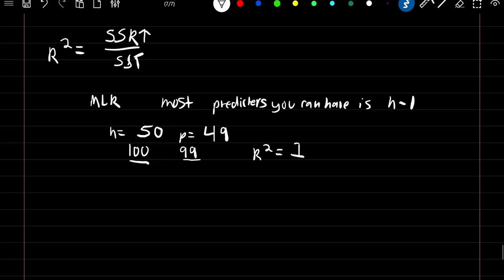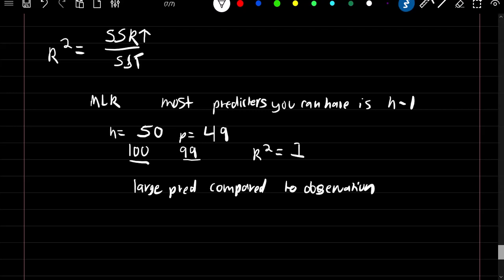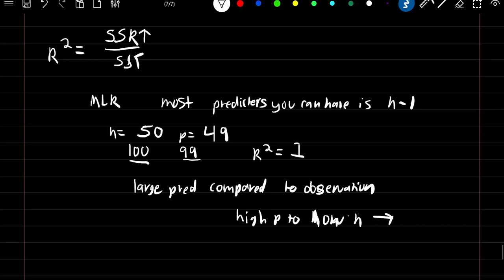So the other problem with R-squared is you can't have a large number of predictors compared to observations. Because whenever you do have a lot of predictors to observations, so a high P to low N, you will get a high R-squared value, or an inflated R-squared value.